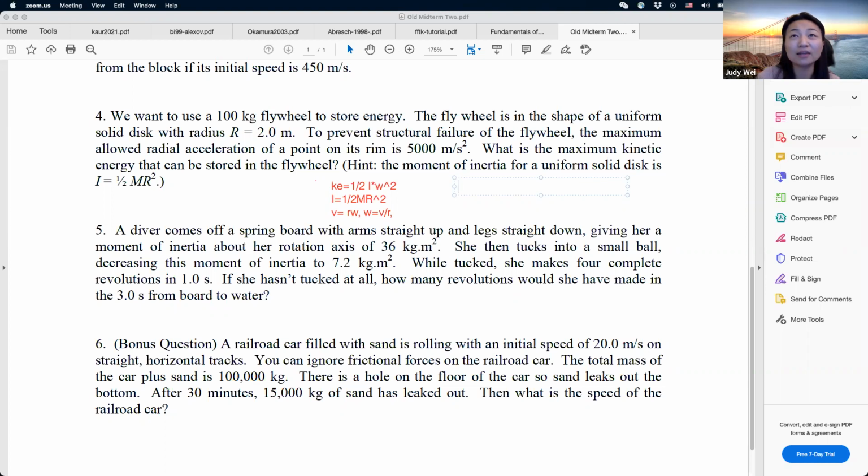So I equals one half m times 100 times r squared, 2 times 2. This is I, so we can get 200. What's the unit of the moment of inertia?